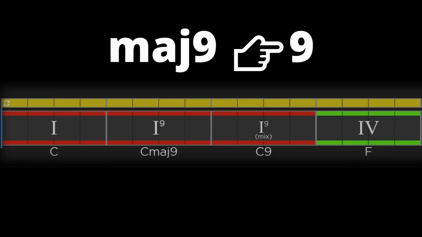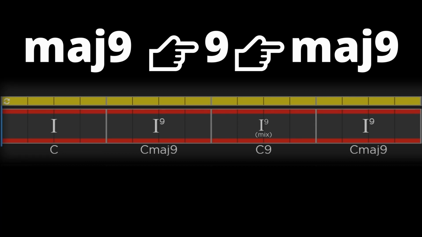we can also use the major ninth with the dominant ninth. If you'd like some help with the major ninth chord, there's a link in the description below. Here we alternate chord types on the 1 chord. This creates a sense of movement before moving to the 4 chord. You can also return to the major ninth rather than the 4 chord.